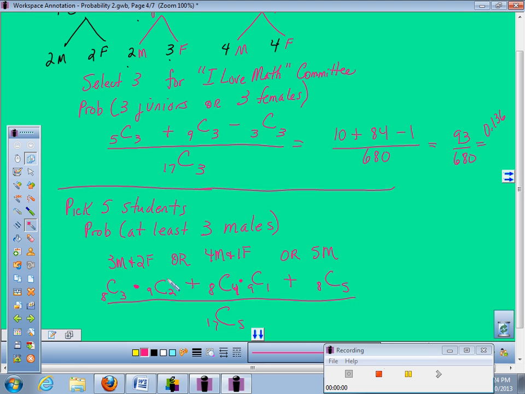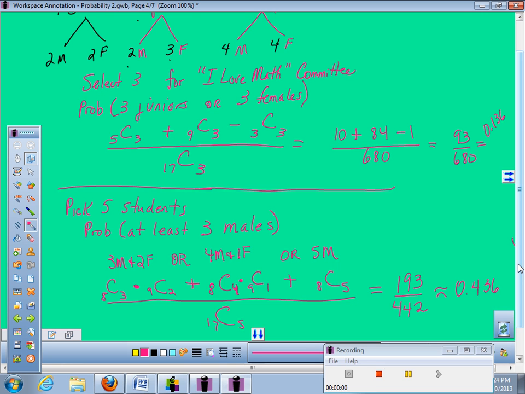193 over 442. I only wanted you to just list out your possibilities. 193 over 442. Okay, thank you. Yep. 0.436. Okay. So, if I pick 5 students, there's a 43.6% chance that I'm going to get at least 3 males on my committee.